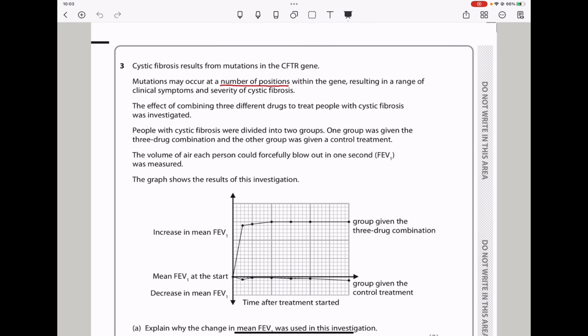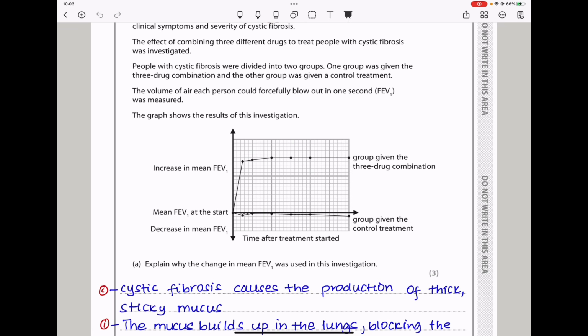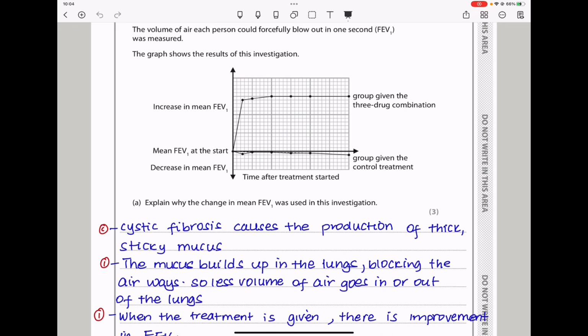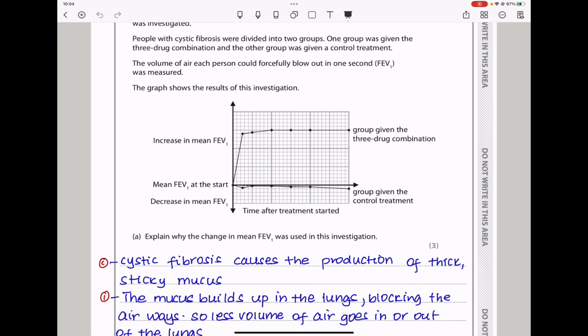The volume of air each person could forcefully blow out in 1 second was measured. The graph shows the results of this investigation. The group given the 3-drug combination had an increase in the mean volume of air blown out, but for the other 2 there was some decrease. So they say, explain why the change in mean FEV was used in this investigation. Remember, FEV is about volume of air each person could forcefully blow out in 1 second.